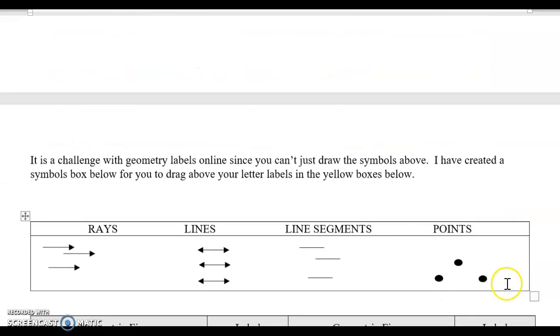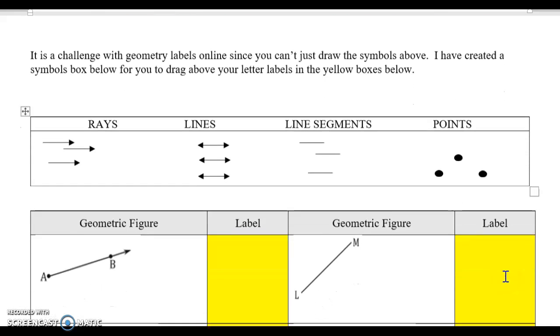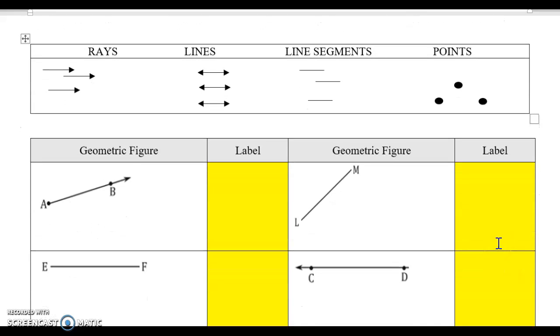The portion I'm looking for you to complete is on the next page. What I would like you to do is label the geometric figures. Coming down, you'll see all these geometric figures, and you're going to type in the yellow column.